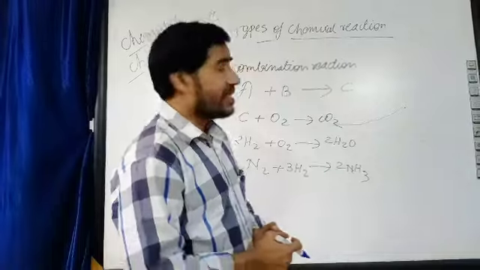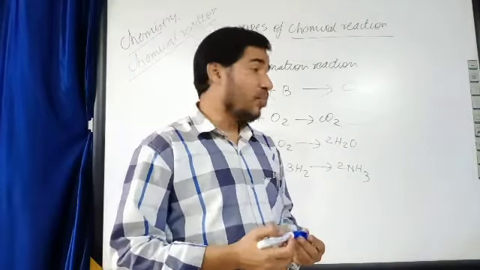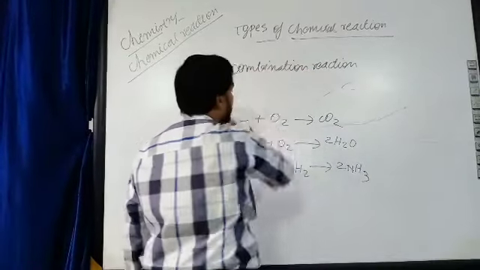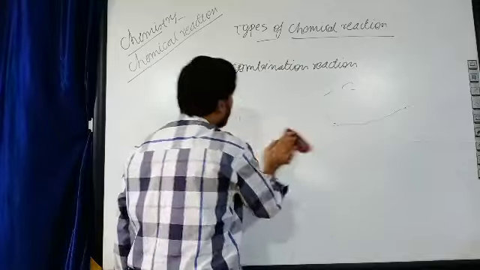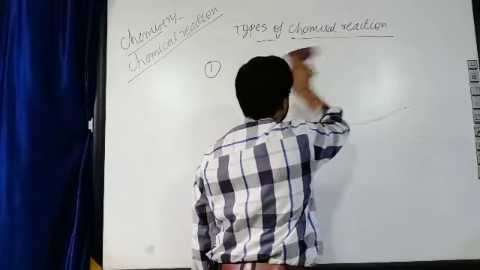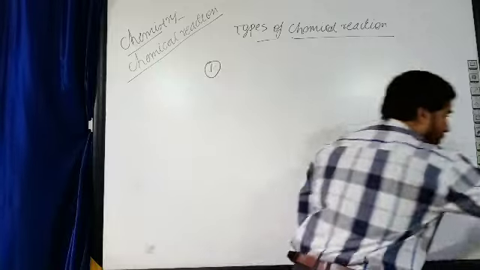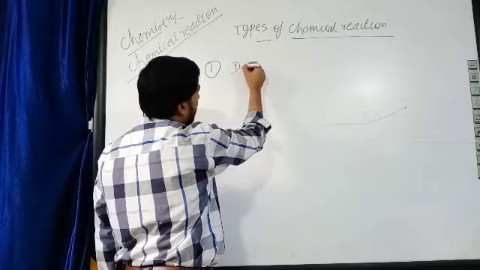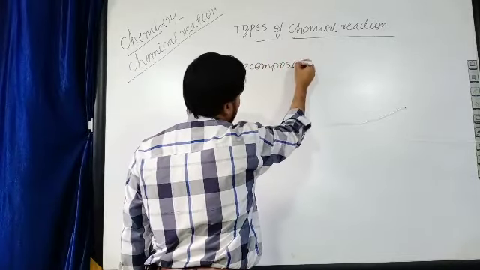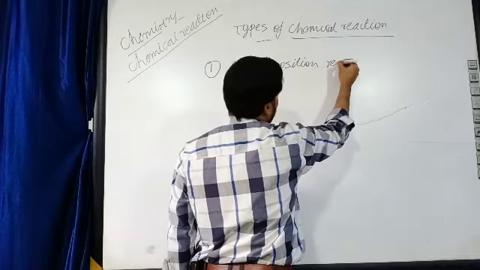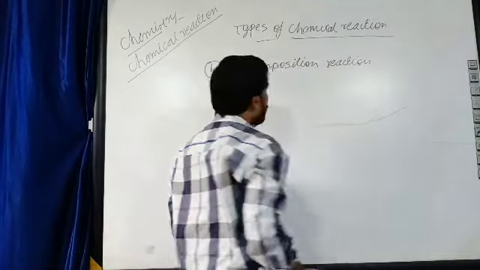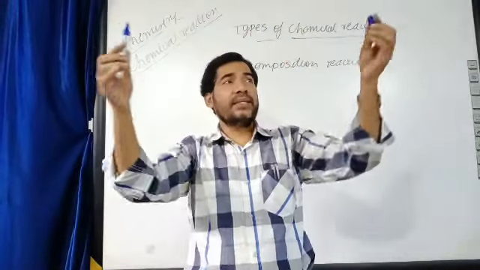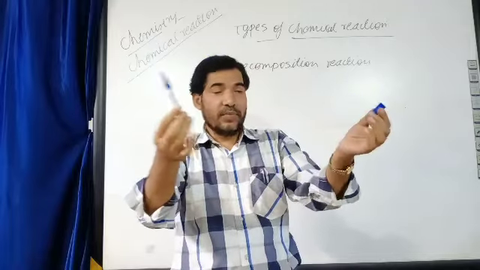Now we will discuss the second type of reaction, that is decomposition reaction. I am going to erase this and write a new type of chemical reaction, decomposition reaction. What is the meaning of decomposition? You know, the meaning of decomposition is breaking. Suppose I have a substance, and when it breaks, then two new substances are formed. So this is the meaning of decomposition.